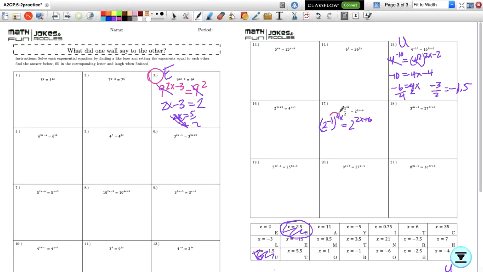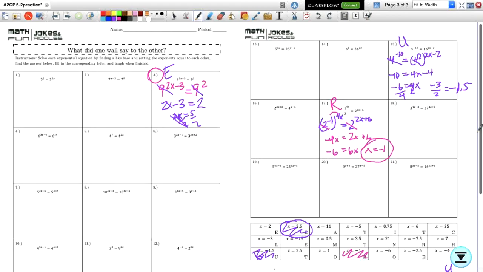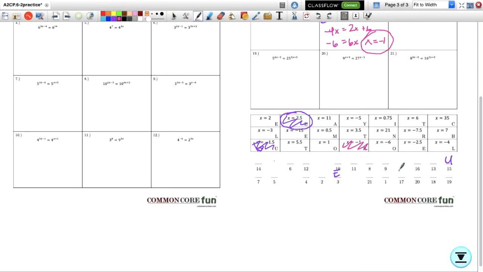So I'm going to send the negative 1 here, and I'm going to cancel my bases. So I have negative 4x equals 2x plus 6. So I'm going to add 4x, minus 6, minus 6. So I have a negative 6 equals 6x. I end up with x equals negative 1. So I'm going to come down here, try to find a negative 1 right there. So I'm going to put r where the 17 is below. 17 right here. Okay? And I'm ready to keep going.